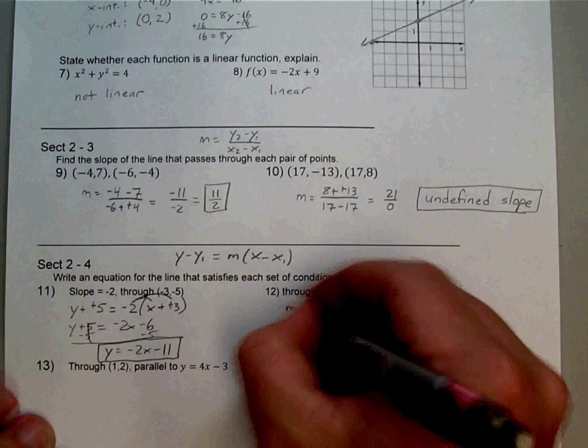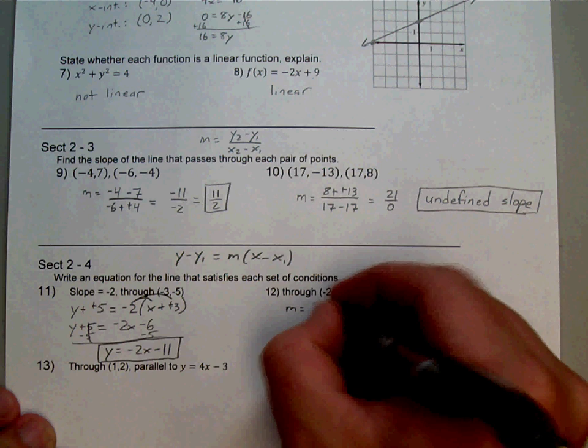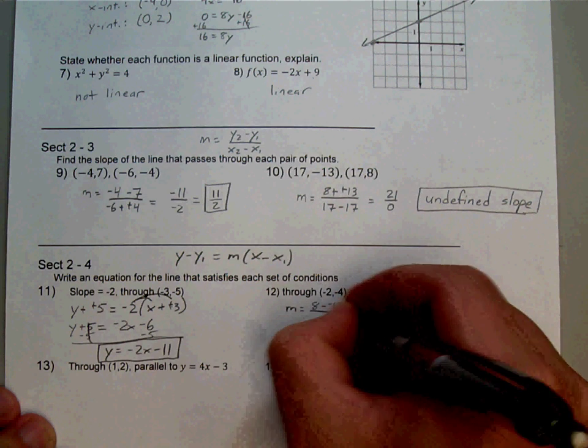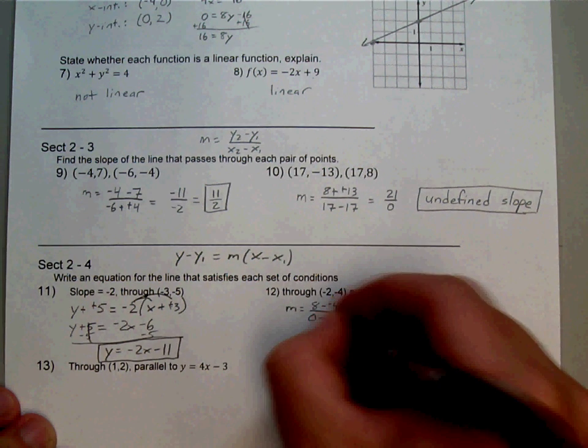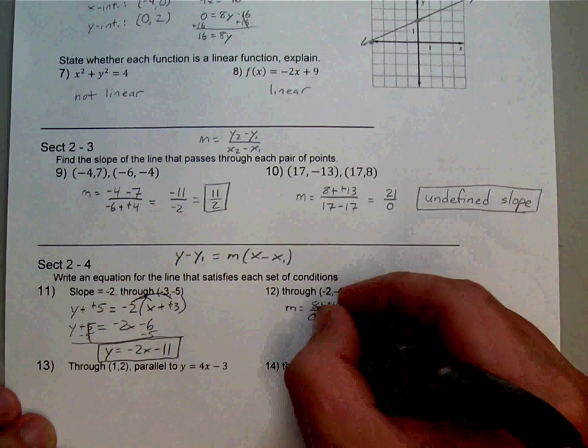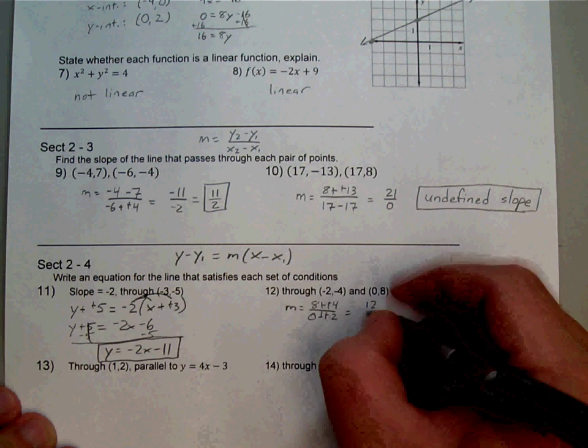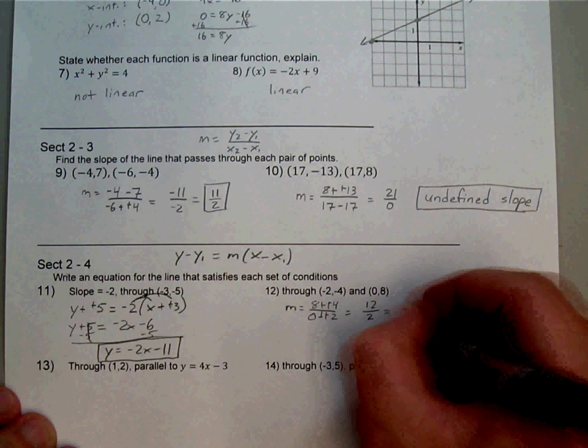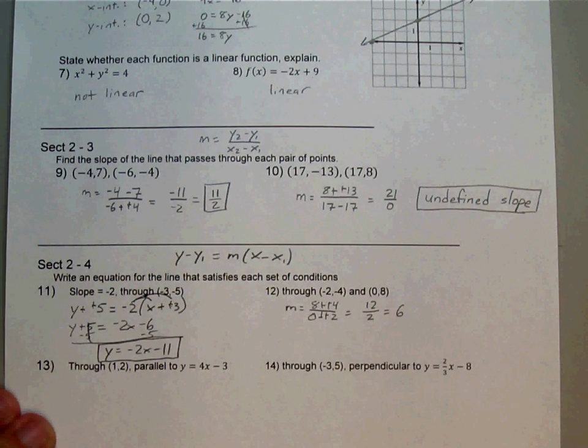Number 12, we have to first find our slope. 8 minus negative 4 over 0 minus negative 2. Double negatives turn into positives, so it's 8 plus 4 is 12. 0 plus 2 is 2. 12 divided by 2 is 6. So now I know my slope.